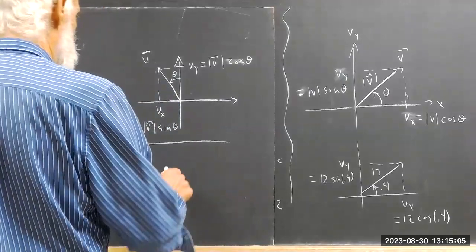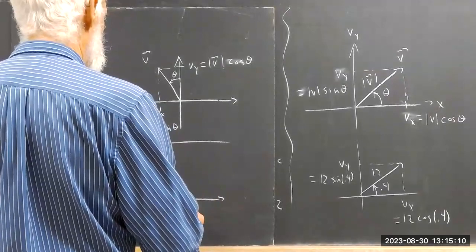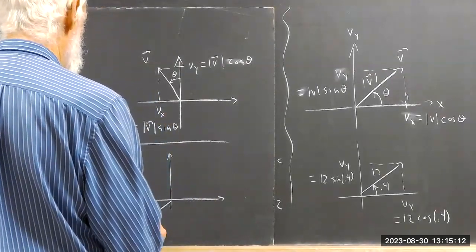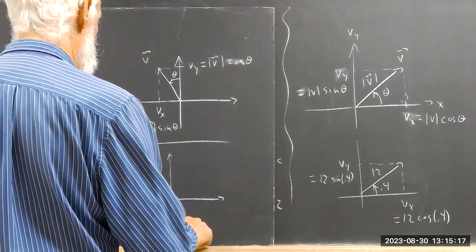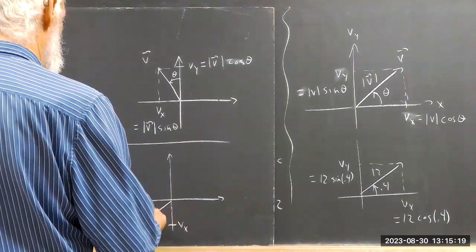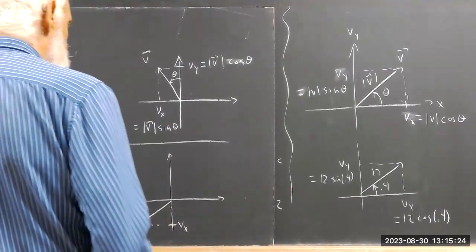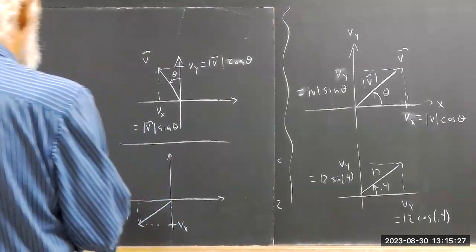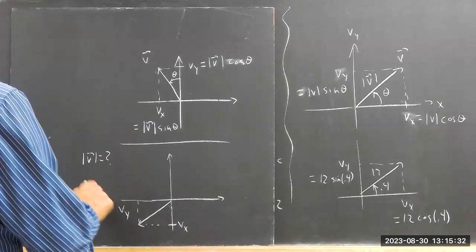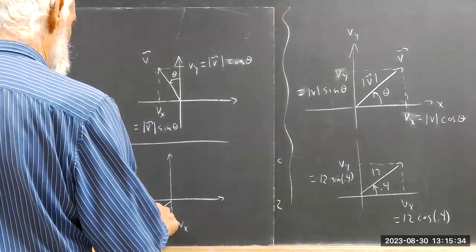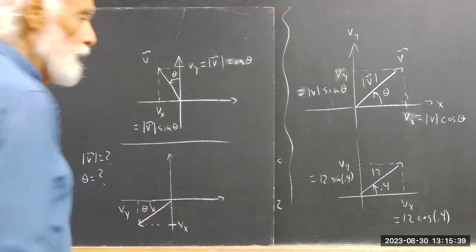Okay, well, there's a little more. So let's say you have a vector here. And you know Vx and you know Vy. Then what's the magnitude of V? And what's theta equal to?